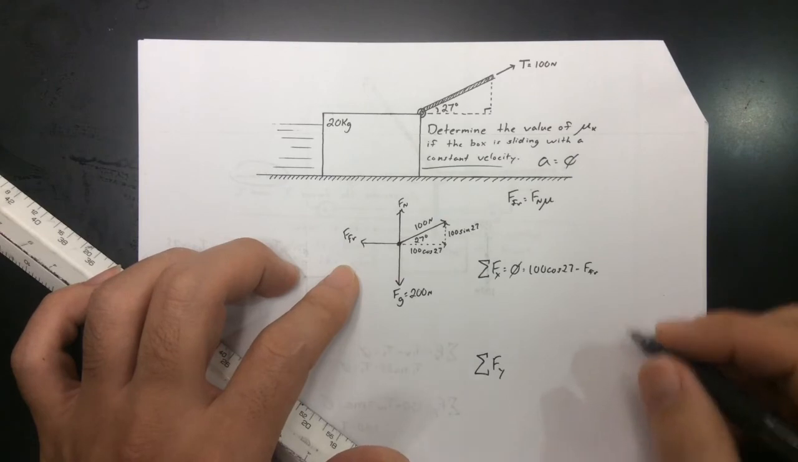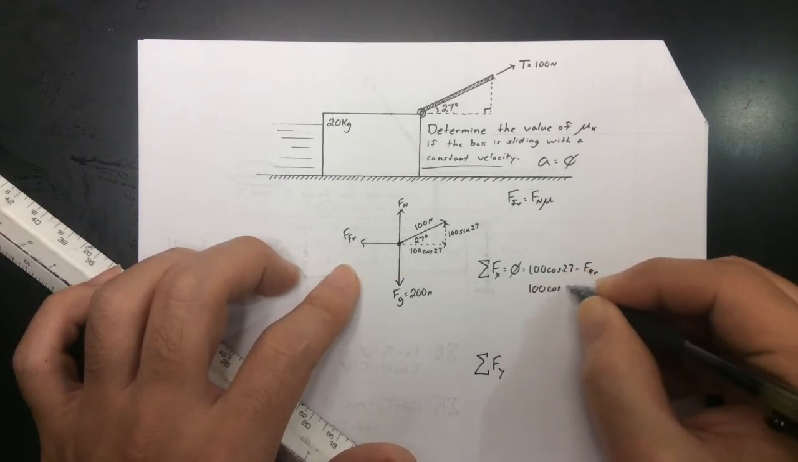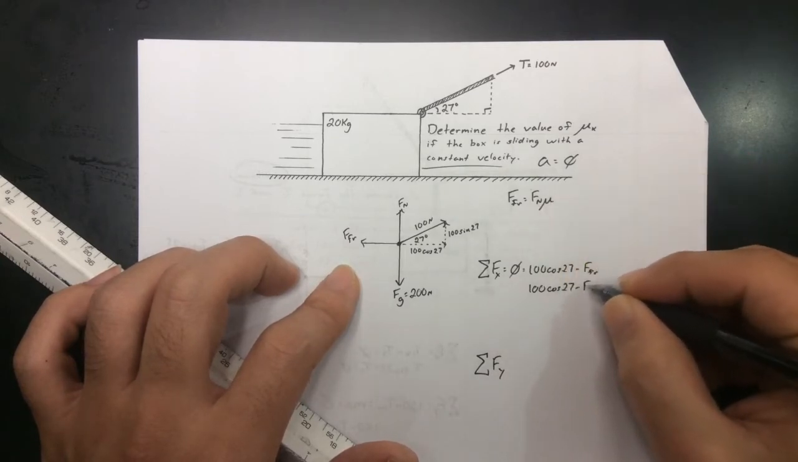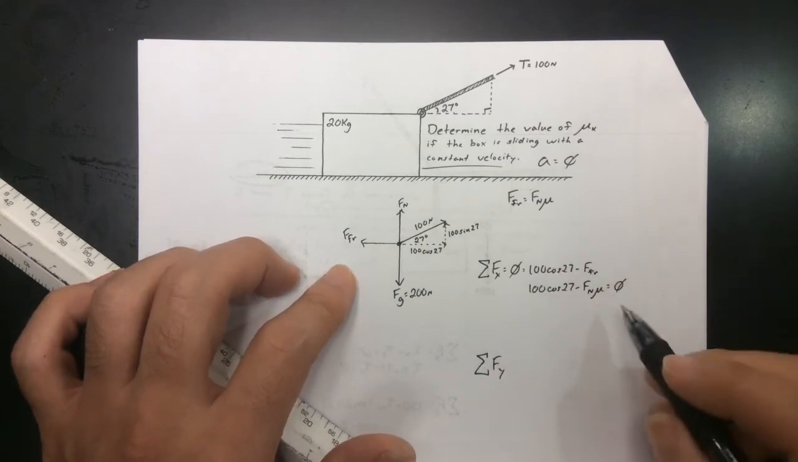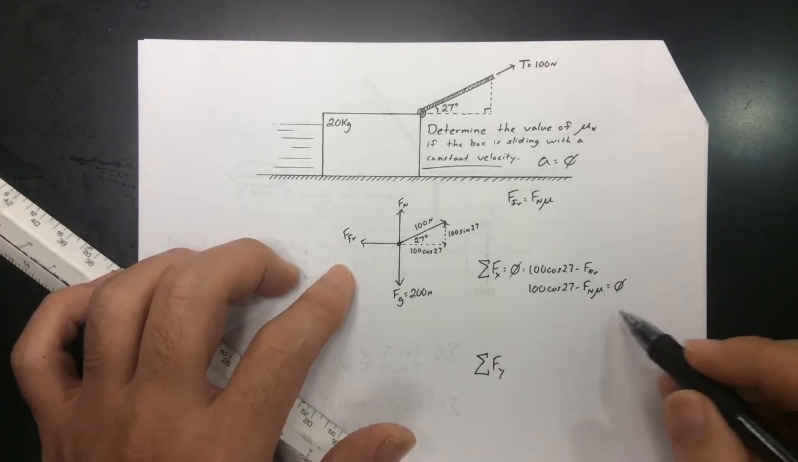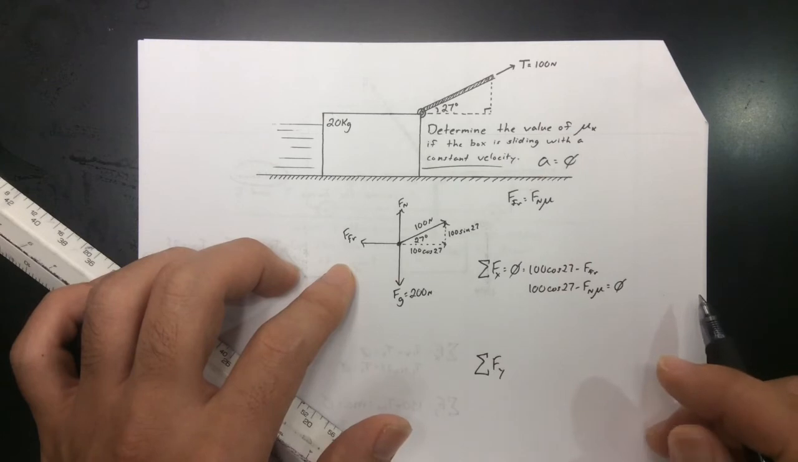That's pretty much all we can do right there. I guess one more thing could be, we can just rewrite it, 100 cosine of 27 minus the force of friction's equation, which is actually normal force times mu, and this is going to be equal to 0. So we want mu. We don't have normal force. If we had it, then we can just solve it immediately. But right now we're stuck there, so we're just going to leave it and come back to it later.